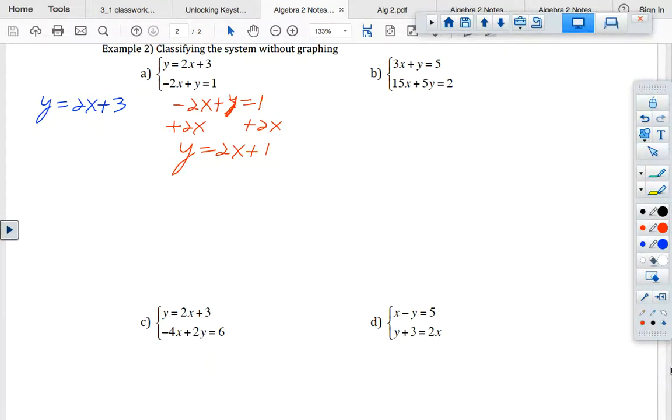Now we have to look and see what it has. So again, we're looking to see if they have different slopes. Do they have different slopes? No, so it's not independent. Then we look to see if they have the same slope, same y-intercept, or same slope, different y-intercept. Do they have the same slope? Yes. Do they have different y-intercepts? Yes. Which one is that? Inconsistent. So the answer to this one is inconsistent. We know that these are parallel lines.